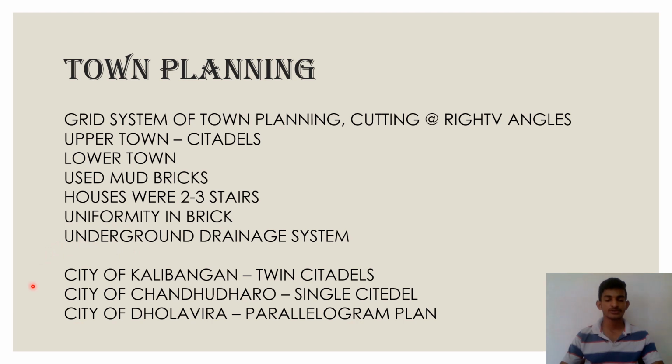Here we can see a few examples of those cities. One is the city of Kalibangan. There were twin citadels in this city, and Kalibangan is presently located in Rajasthan. The second one is the city of Chanhudaro. There was a single citadel in this city. Chanhudaro is presently located in Sindh, Pakistan. And the third one is the city of Dholavira. Dholavira is located in present-day Gujarat. Parallelogram planning is famous in this city.